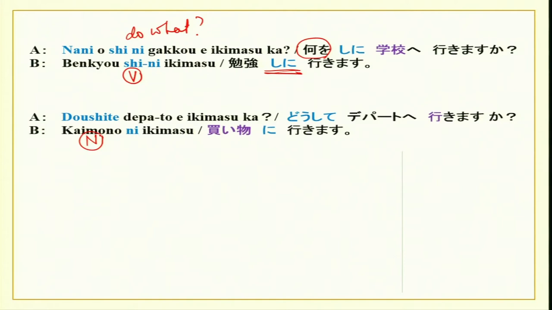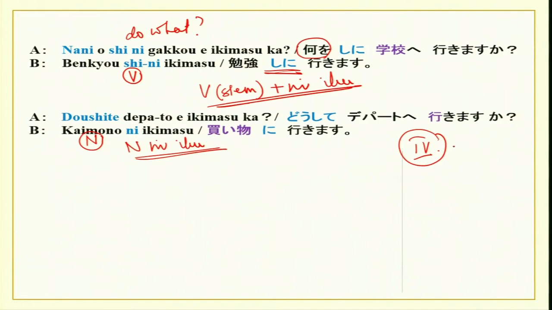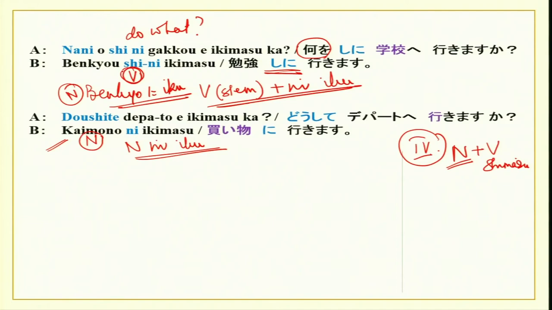The verb will come, verb in stem form plus ni, and noun ni, iku or kuru, whatever the situation may be. When you are using verbs in group 4, so they are noun plus verb category, and verb is shimasu. So, you can also make with noun like this. Benkyo ni ikimasu could also have been done. Benkyo ni iku, because this is a noun. But benkyo shi ni iku is, this is a verb. Now, I think it is very, very clear to you.